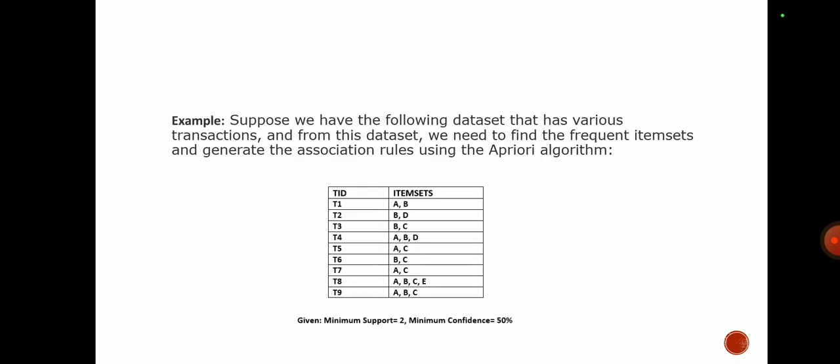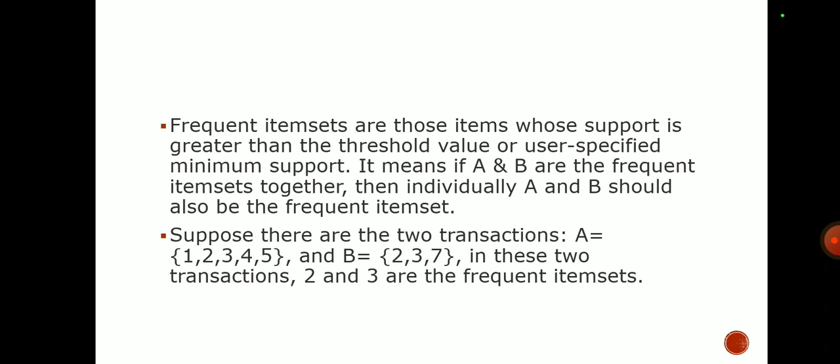So here is an example. Suppose consider the following data set that has various transactions, and from this data set we need to find the frequent item sets and generate the association. Consider the given table with minimum support as 2 and minimum confidence as 50 percent. If A and B are frequent item sets together, then individually A and B should also be frequent item sets.